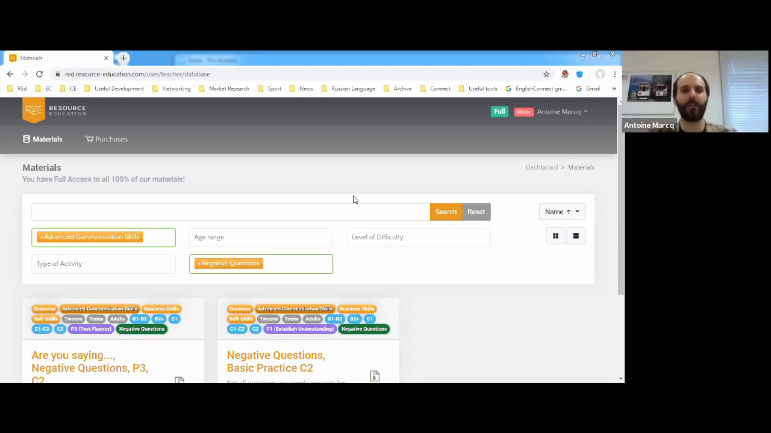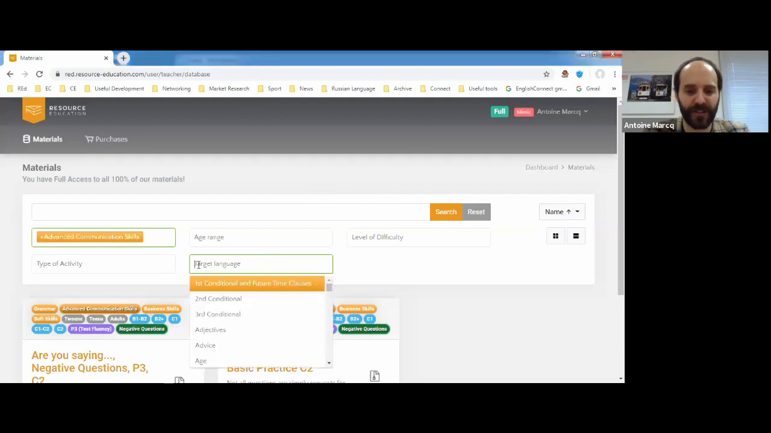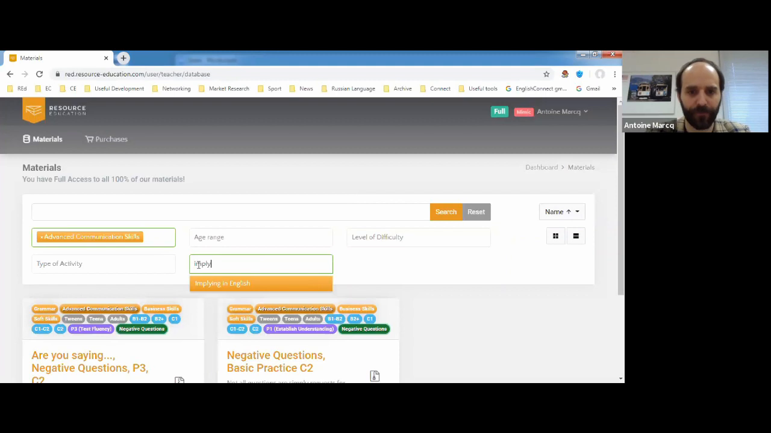So moving on from negative questions, I wanted to go a bit further because, as we said, negative questions are used to imply things. There's an implication behind the negative question. And we can go a bit further in this. There's another advanced communication skill or topic. This is called implying in English.